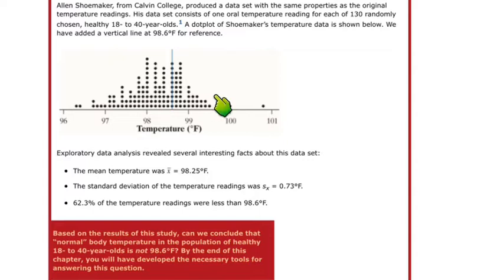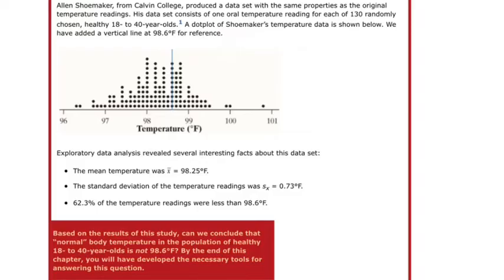In red here it says, based on the results of this study, can we conclude that normal body temperature in the population of healthy 18 to 40-year-olds is actually not 98.6 degrees Fahrenheit? So do we have enough evidence here to make that conclusion that, hey, it's actually not 98.6 degrees Fahrenheit? By the end of this chapter, you will have developed the necessary tools for answering this question.